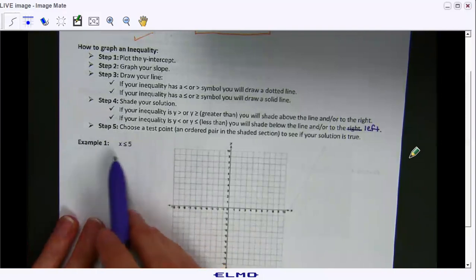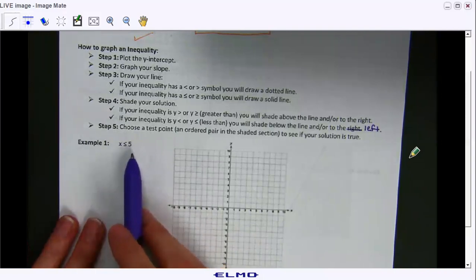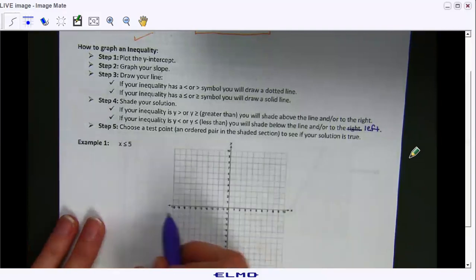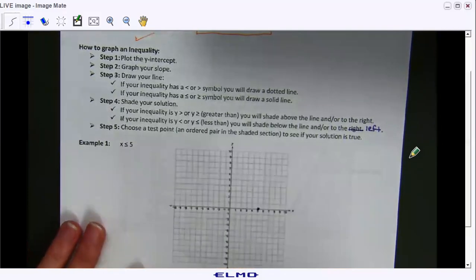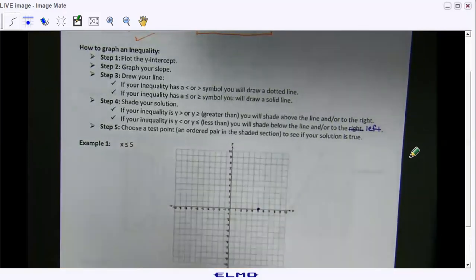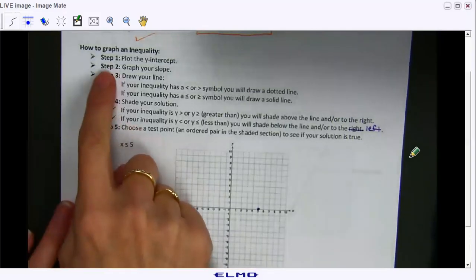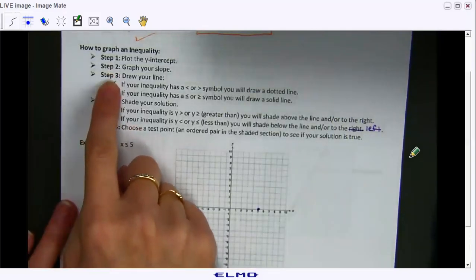It's going to cross the x-axis at which point? At 5. So on the x-axis, I'm going to plot a point at 5. Okay, and then I want you to stop right there. It doesn't have a slope. It's going to actually be an undefined slope because it's going to be a vertical line. So we've done steps 1 and 2. Now we have to draw our line.